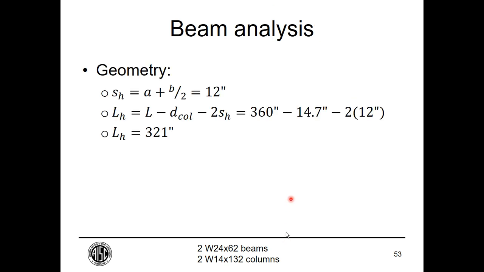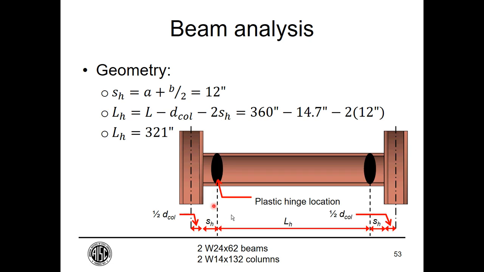All right, so in order to do the beam analysis, we need to figure out where these plastic hinges are, and that's where this dimension S sub H comes in. S sub H is A plus B over 2. So S sub H takes us from the face of the column to the center of the plastic hinge. To figure out the length between plastic hinges, we take the overall centerline to centerline length, subtract half a column depth on each side, and S sub h on each side, so the dimension A plus half the dimension B. And that gives us a length of 321 inches compared to the centerline length of 360 inches.